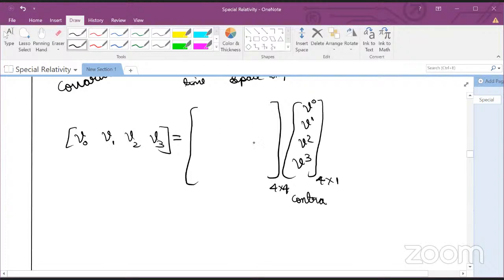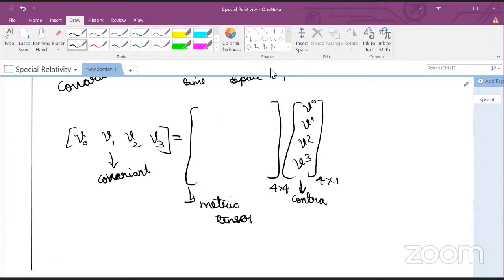Now, what are the entries of this 4 by 4 matrix? The row matrix is covariant. The column matrix is contravariant. This 4 by 4 matrix is called the metric tensor. This metric tensor is a diagonal matrix where the diagonal elements are 1, minus 1, minus 1, and minus 1. The rest of the elements are zeros.